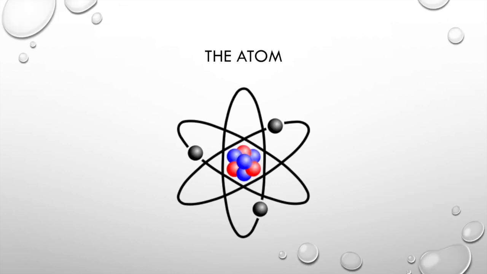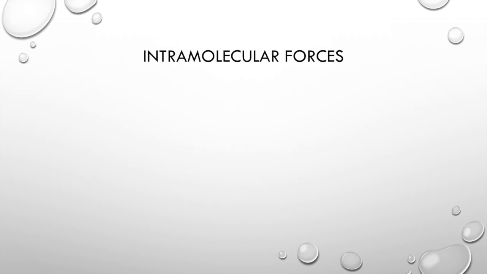To begin with, we're going to look at the atom. The atom consists of various different components, and this is just a very simplistic view of it. The atom consists of orbits which contain electrons, and electrons are negatively charged. These orbits are orbiting around a structure called the nucleus that contains protons, which are positively charged, and neutrons that are negatively charged.